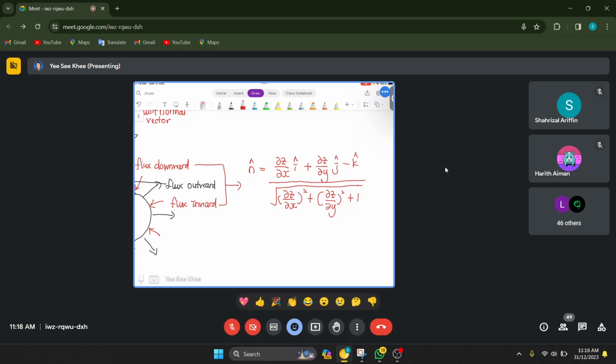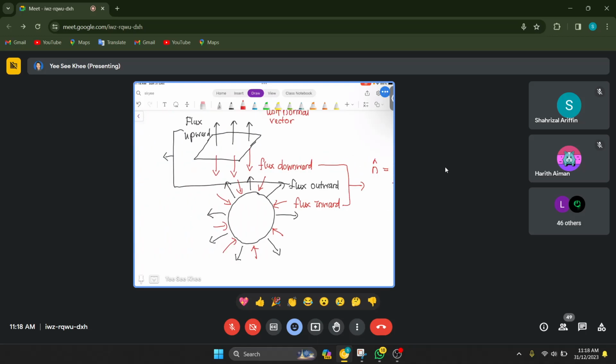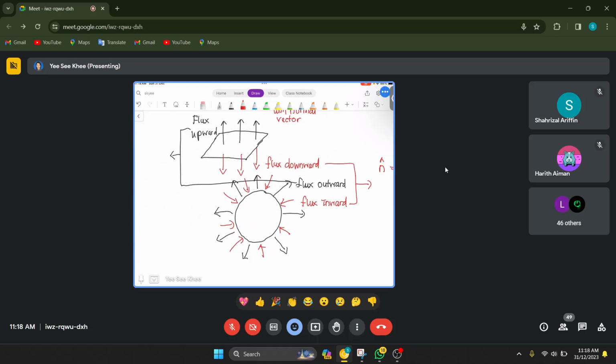On the other hand, if your flux is in the upward and also outward direction, your unit normal vector n will be, I will write here in a simple way because I have limited space.